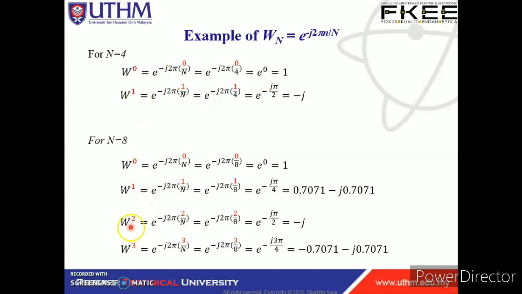For example here, when we have W2, at the numerator we have 2 times j 2 pi, and then divide by number of sample. When we simplify the equation, we will get exponent negative j pi over 2, and then you can calculate by using Euler, where we have the value of negative j.